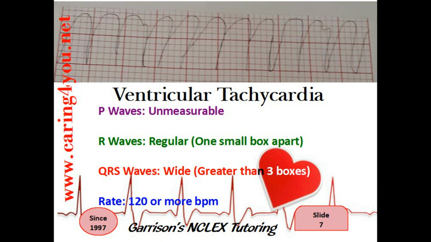So if you see something that looks like this, the P wave is unmeasurable, the R waves are regular, about 1 small box apart, the QRS waves are greater than 3, and the rate is 120 or more, that's ventricular tachycardia. If it's less than 120, that would be ventricular bradycardia. See, I don't need to go through every single strip. You can kind of use your mind and deduce this, right? All right, so let's move on to the next strip. Good job. Let's keep plugging through here. We're doing great.